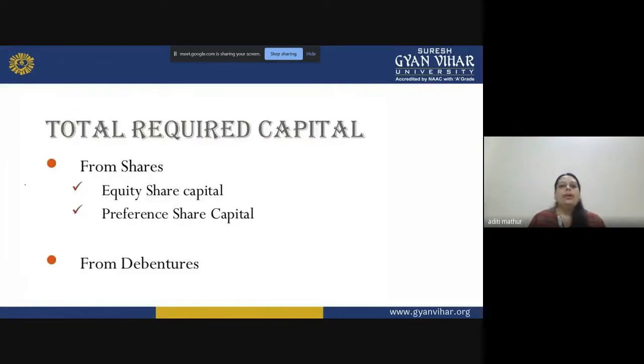So when we talk about the total capital, capital is actually the summation of the amount raised from shares and the amount raised from your debentures, right? When we talk about shares, we know that there are two types: equity shares and preference shares. So the total share capital is the summation of the capital from equity shares and preference shares, right? So when we say debt to equity, it means total share capital to debt, right? It can be debentures, it can be long-term other loans.